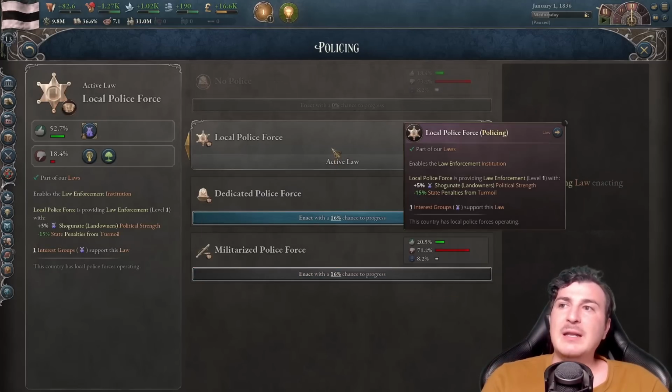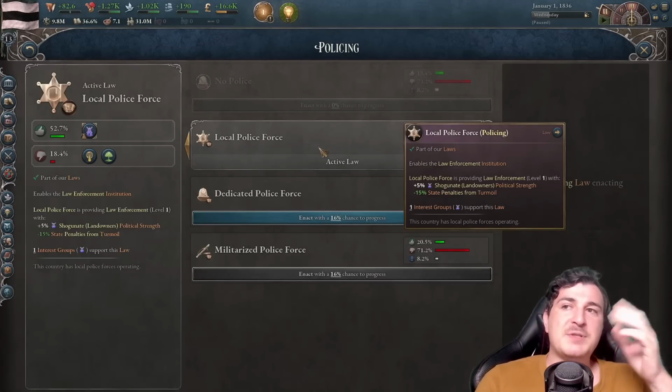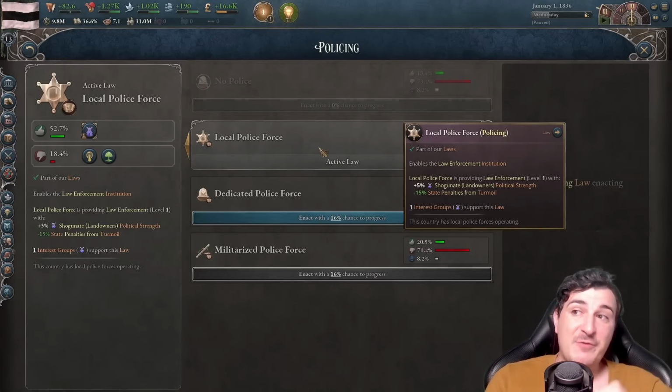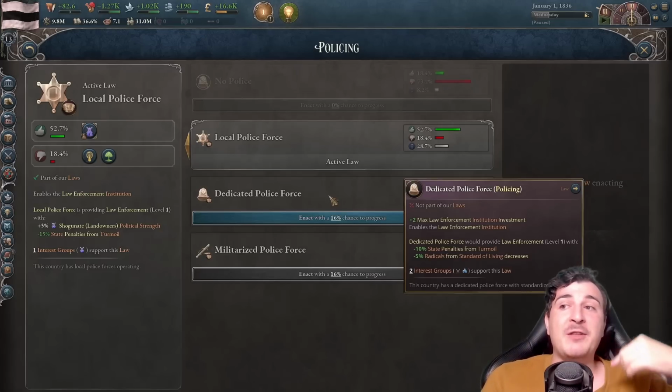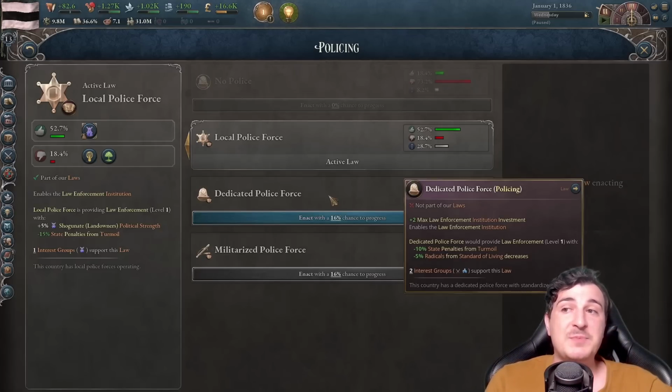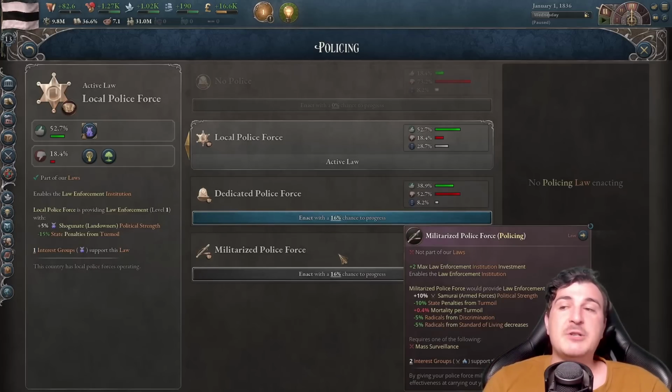Police force allows you to remove state penalty from turmoil. The local police force also gives political strength for the shogunate or the landowners. So when it comes to level 5, this would be 25 political strength at level 5. Dedicated police force removes that political strength, and it also adds radicals from standard of living decrease. So you really want to get this. This is actually perfect. Militarized police force gives political strength for the samurai or the land forces, as well as it lowers even more radicals.